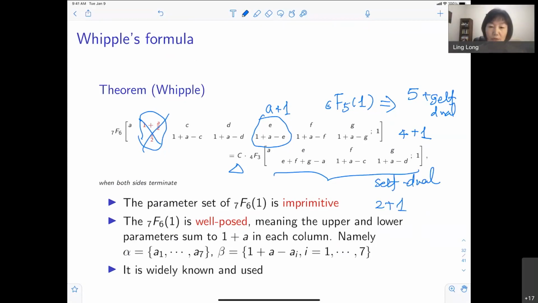So Whipple's formula, purely in terms of Galois representations, is a funny formula relating something 4 plus 1 to something 2 plus 1. That's why the formula is kind of puzzling at first sight, why this could happen. Actually, the key point is because of the process. I dropped this too. So let me move to the second page.